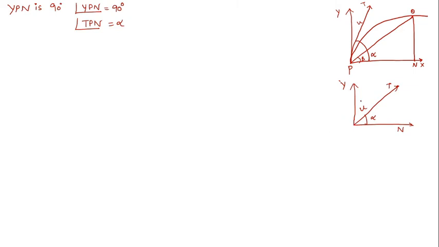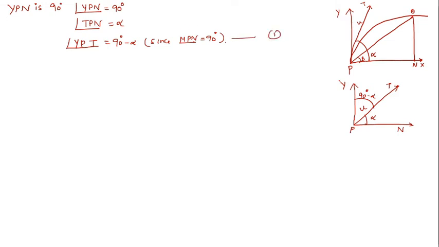So this is a right angle triangle. So what will be this angle? We know that for a right angle triangle, the angle is 90 degrees. So some part of the angle is alpha, and the remaining angle will be 90 degrees minus alpha. We know that very clearly, right? So I can write this as angle YPT is 90 degrees minus alpha, since YPN is a right angle. Okay, so this is our first point.